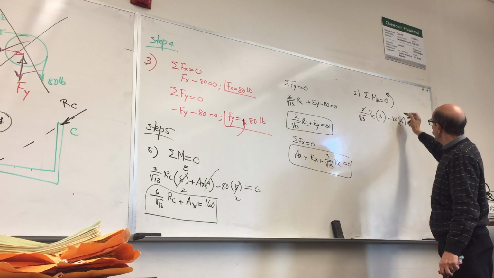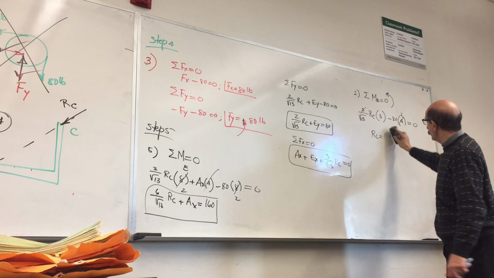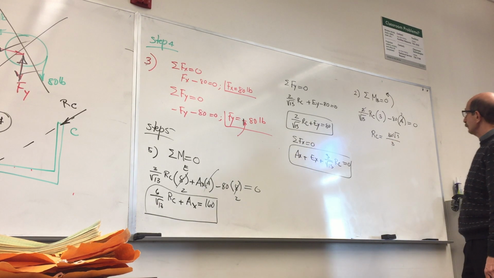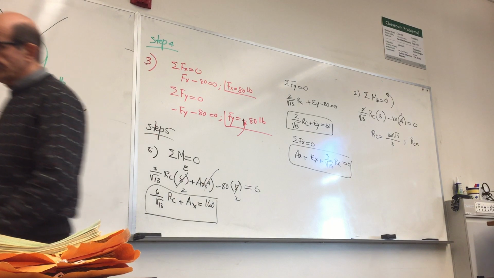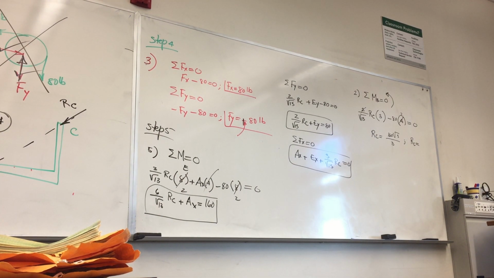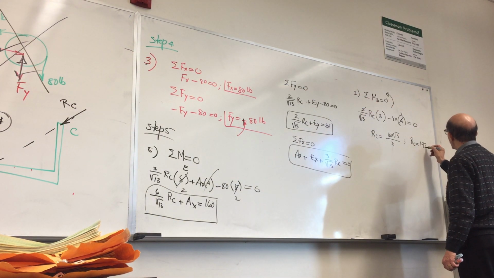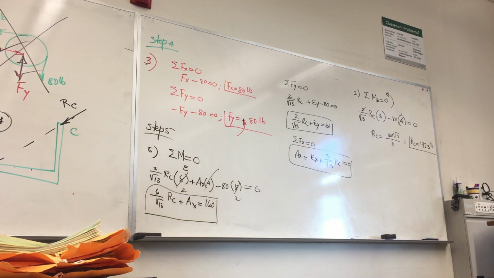So this distance is 3 plus radius 4, is equal to 0. So let's simplify that too. So RC becomes 160 square root 3 divided by 3, or RC can be evaluated. I think I have the answer here. RC comes out to be 192.3. It came out to be positive. That means the assumed directions are correct.